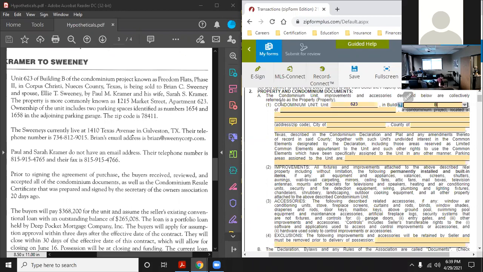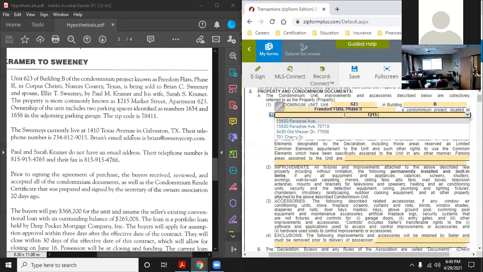So building B of the condominium unit, Freedom Flats, these two. At a condominium project, no cave at, and here's the address, 1225.